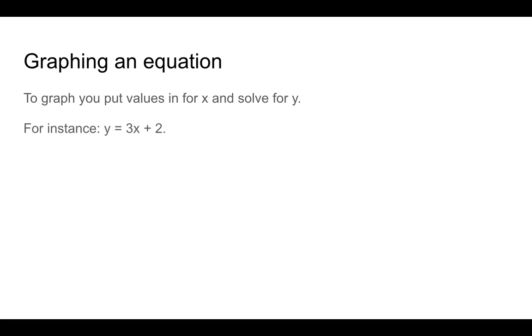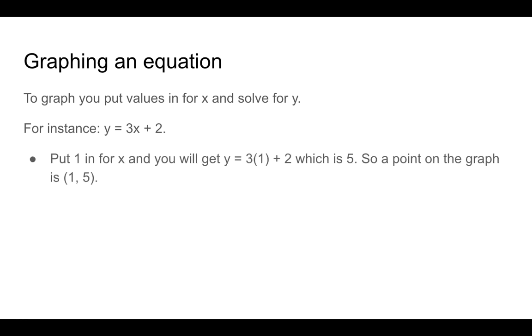So for instance, if we've got y equals 3x plus 2, we can choose any value for x. So I started with 1. If I put 1 in for x, you will then get y equals 3 times 1 plus 2, which is 5. So a point on this graph for this equation would be (1, 5), 1 being our x, the 5 being the value of the y.